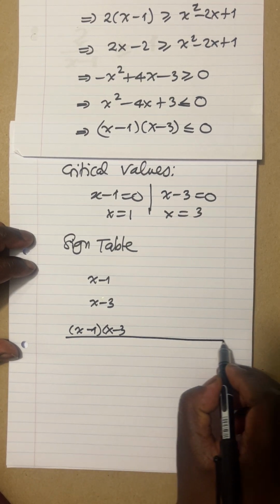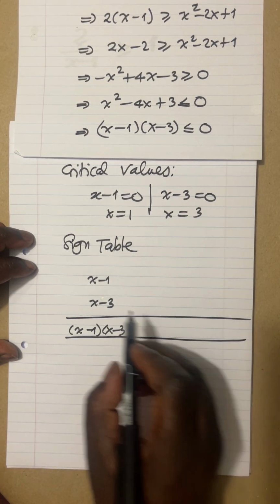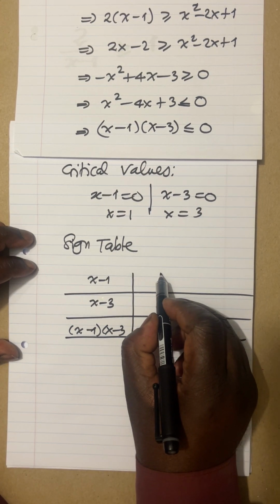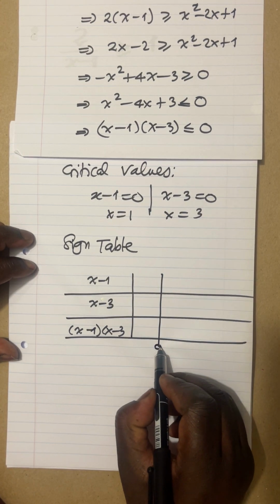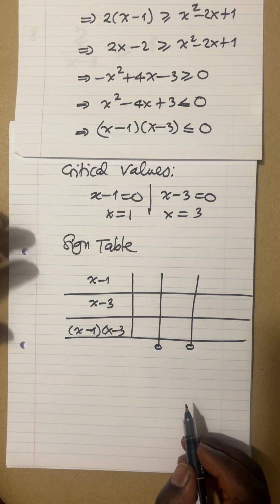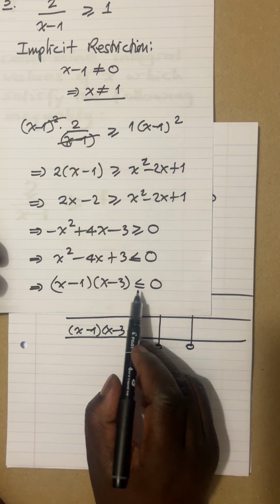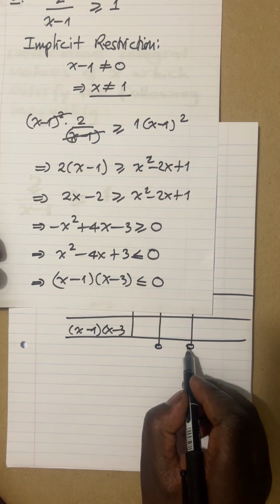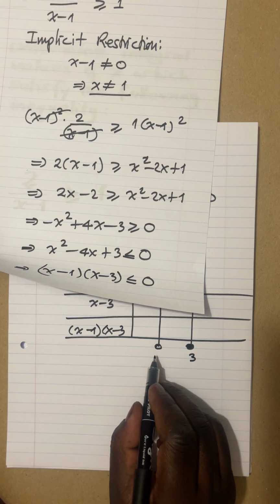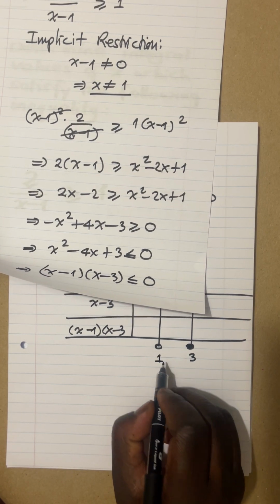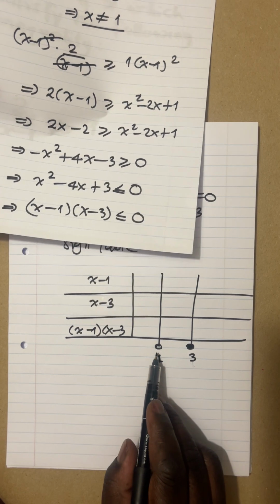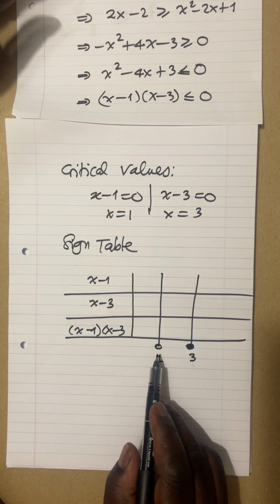And if you allow me to draw the table here, it will look as follows. Our first critical value is that one there. Then our second critical value is that one there. Now the inequality sign here is an inclusive one. So the circles must be shaded. However, I shade only this one at 3. The one at 1 cannot be shaded because of the implicit restriction. So this circle remains open there because I can't include 1.